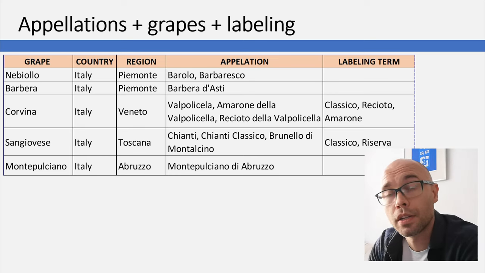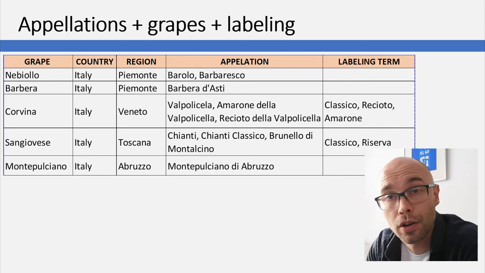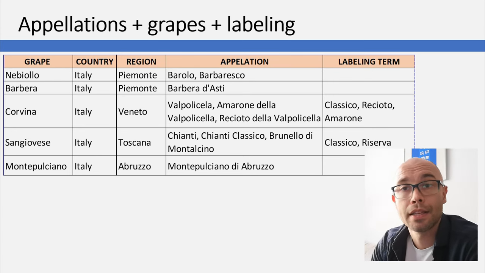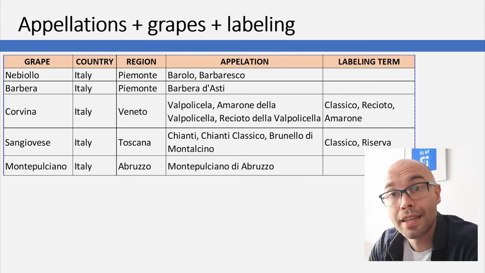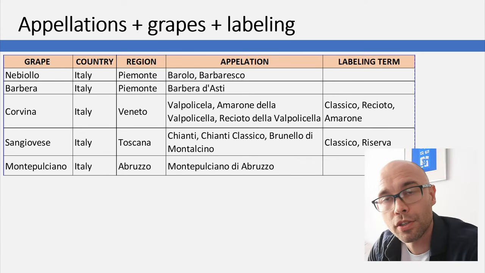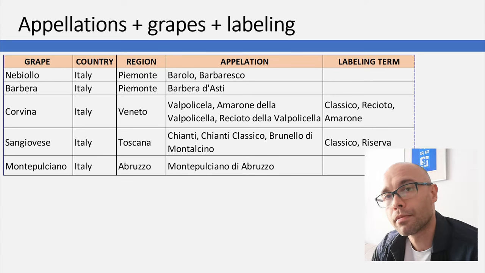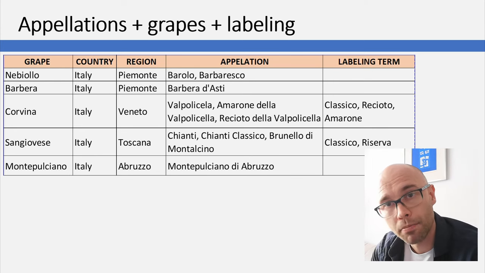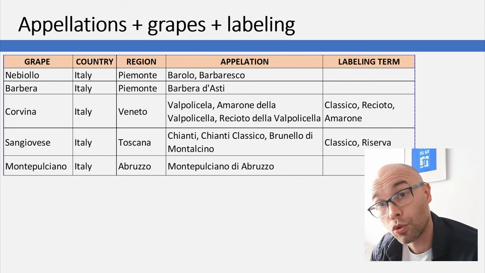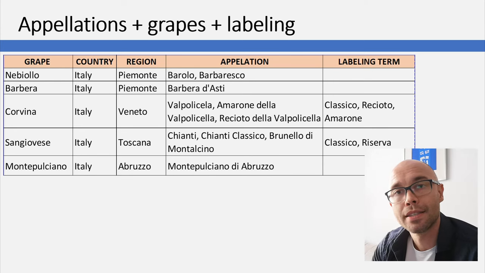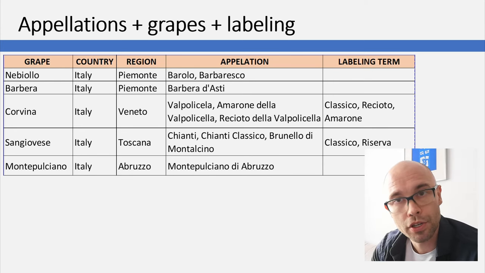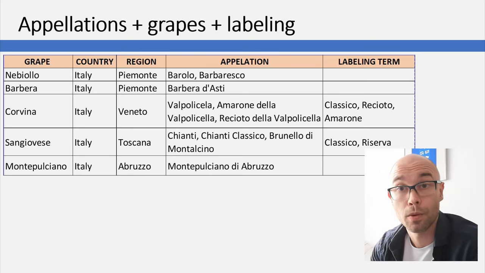And the additional labeling term that you need to remember here is Classico. You're going to hear this a lot in Italian wines. It indicates the original part of the region. So usually regions in Italy, they started small and then they started to grow. Classico indicates this hillier or original part of the region and usually indicates higher quality wines.